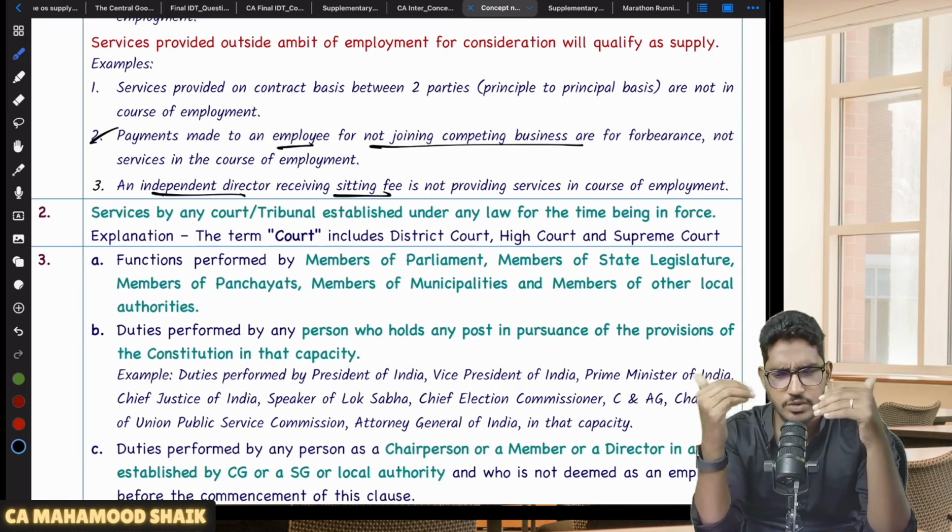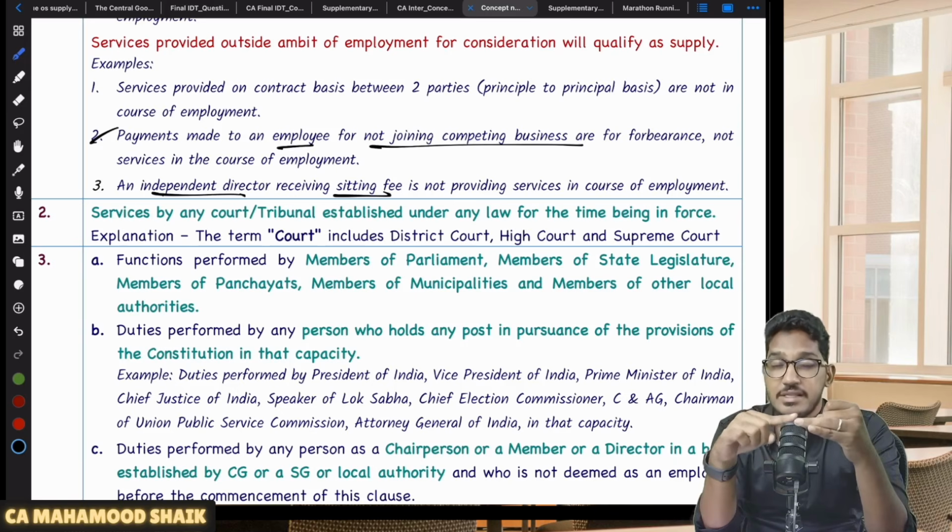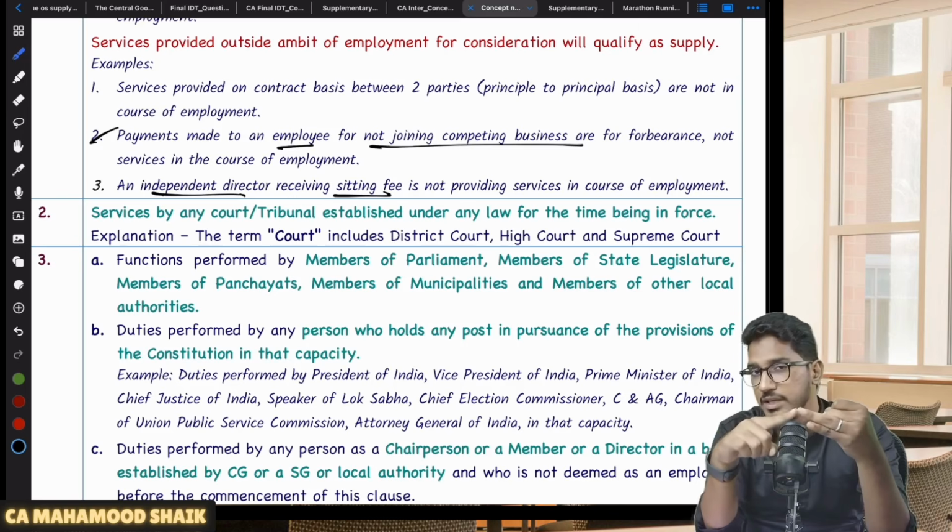Able to understand? I think I told it in reverse. So once again, let me rephrase it. If the TDS is getting deducted under section 194J, not employment, GST will become applicable. If the TDS is getting deducted under section 192, it is in the course of employment, GST will not be there.